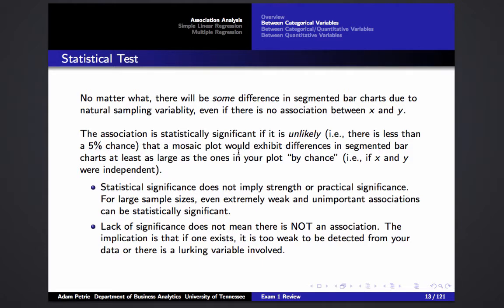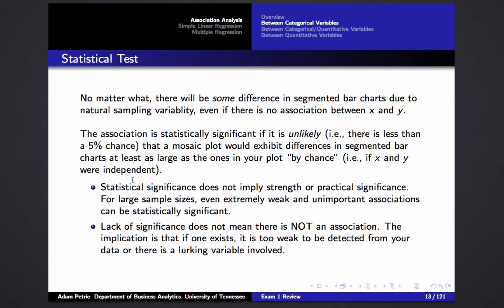But just a quick note about this: if we do find that there is a statistically significant association, never does the p-value, never does the fact that a relationship has statistical significance imply anything about the strength or importance of that relationship. So for very large sample sizes, very weak and unimportant associations can be highly statistically significant. So just because you get a p-value that's super, super tiny doesn't mean that that relationship is strong or really of any practical interest to you. The p-value and the strength of the relationship are two different quantities.